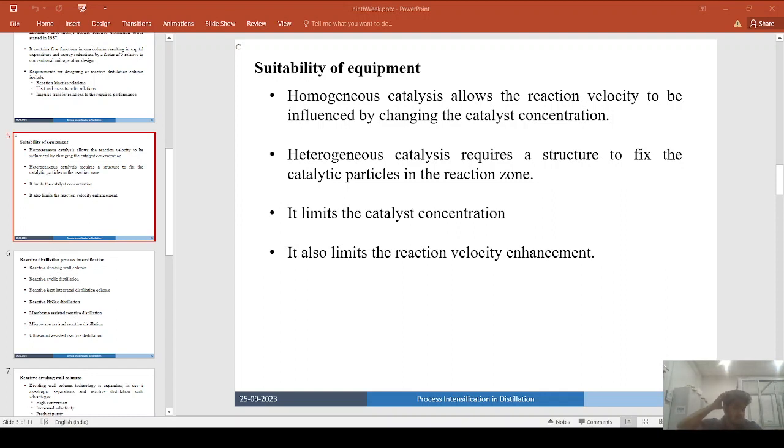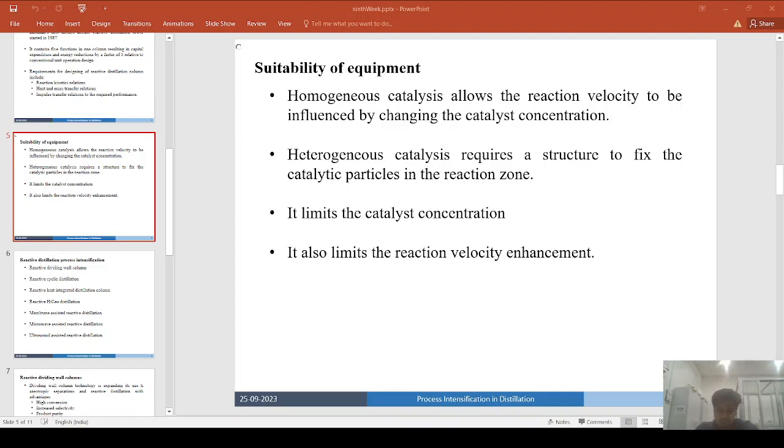Now, that was for the various cases based upon the reaction velocity and relative volatility. But what about if we try to classify in terms of heterogeneous and homogeneous catalysis reactions? So let me first discuss reactive distillation in the case of homogeneous catalysis. Homogeneous catalysis allows the reaction velocity to be influenced by changing the catalyst concentration.